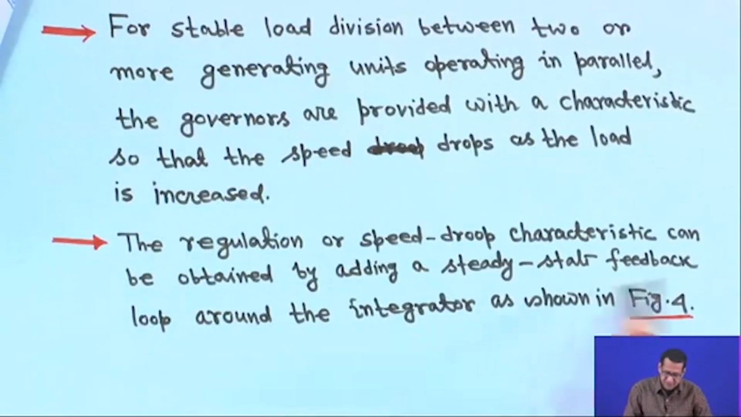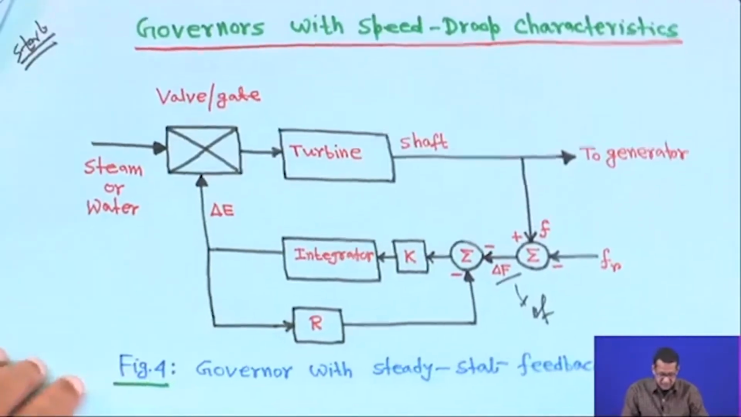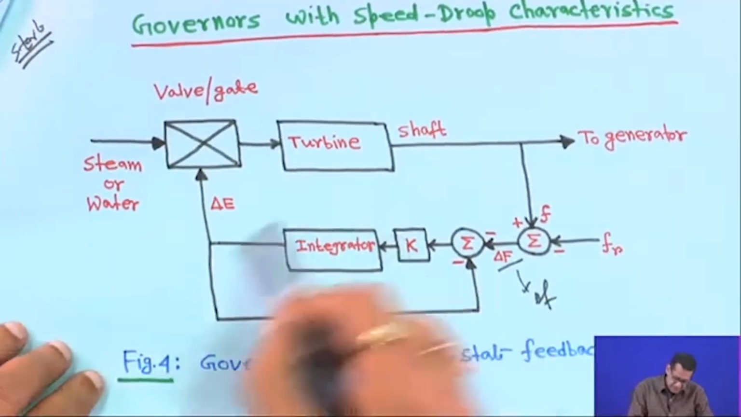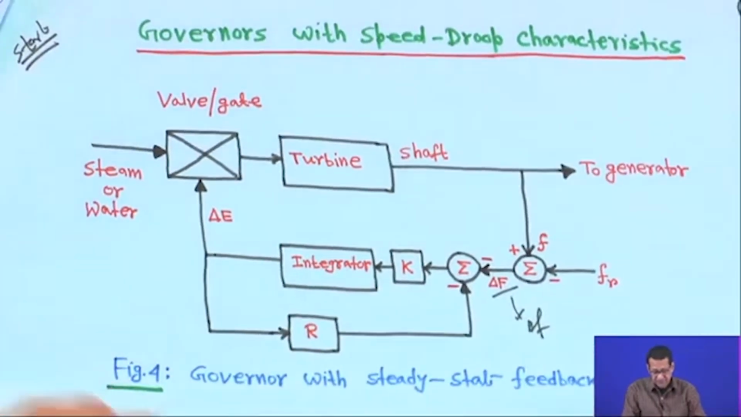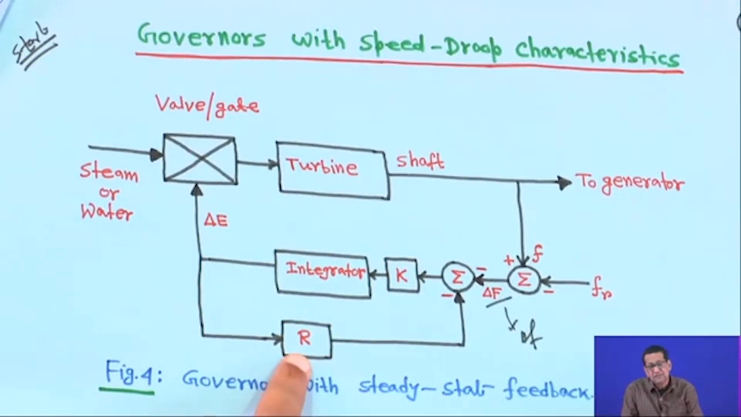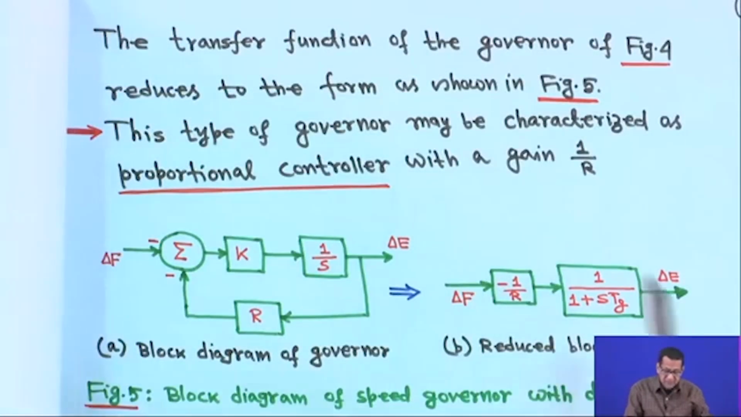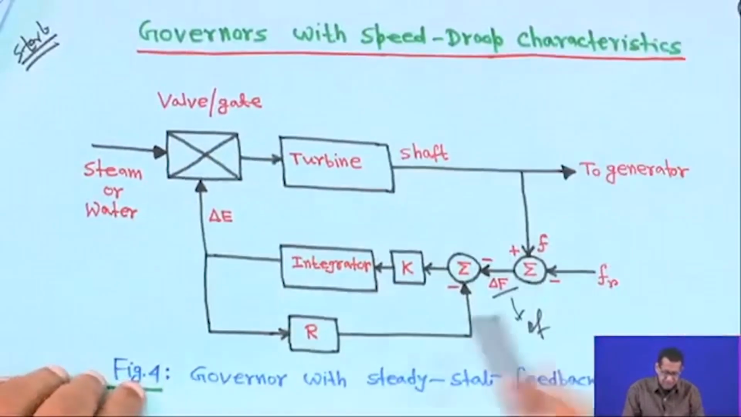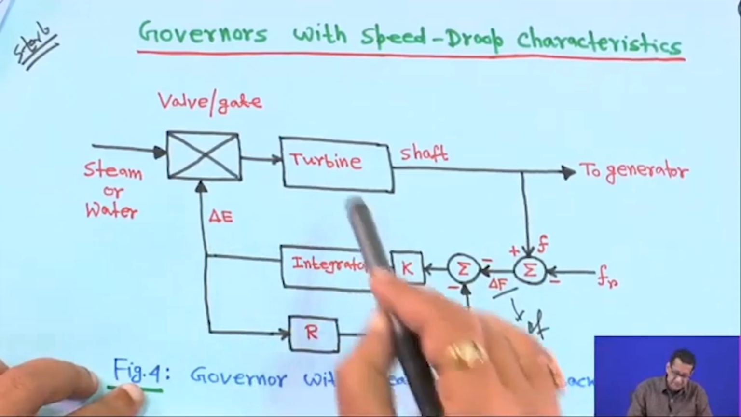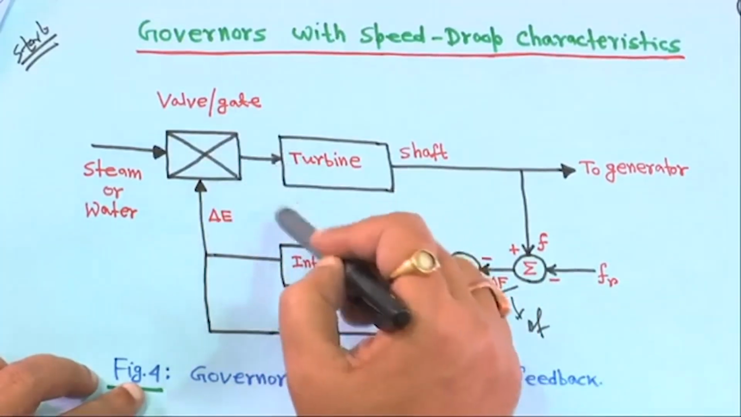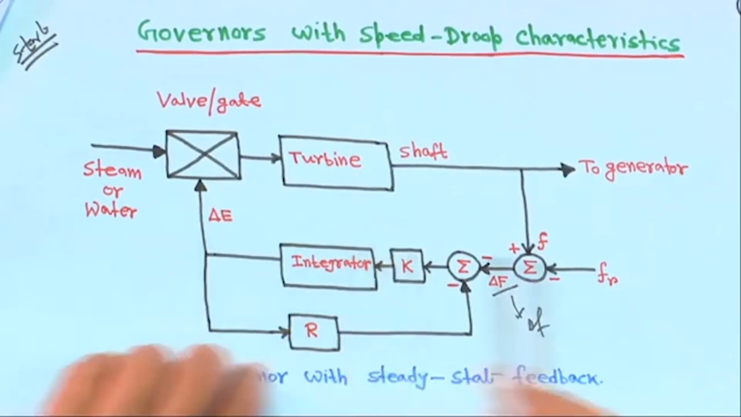The regulation or speed droop characteristic can be obtained by adding a steady state feedback loop around the integrator, as shown in figure 4. This is figure 4, and around this integrator the steady state feedback is used. This is what we call the speed regulation parameter. Now, the transfer function of the governor in figure 4: only this portion we will see now, the turbine generator we will see later. This is the output of the governor valve, delta capital E.